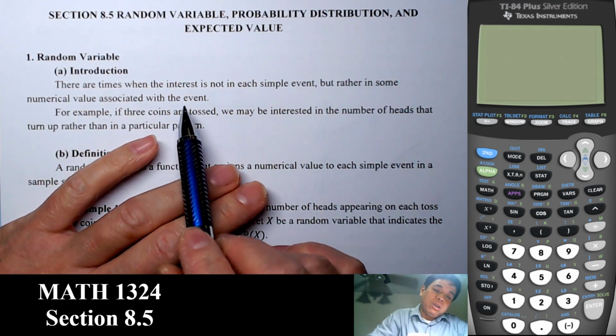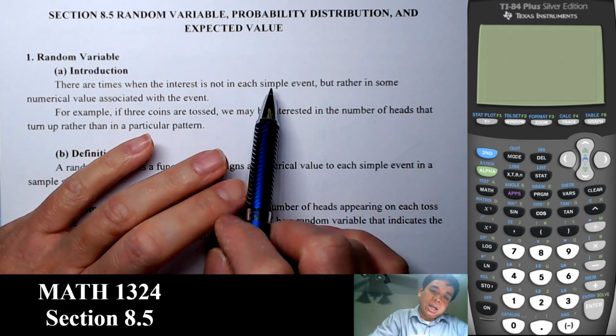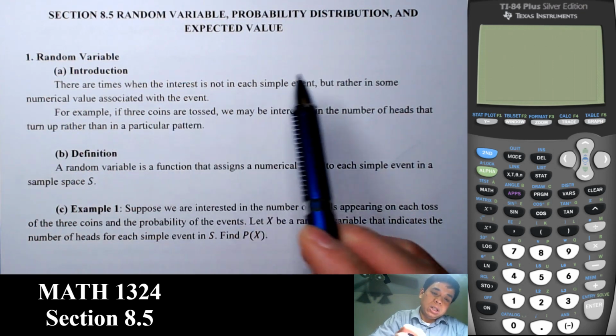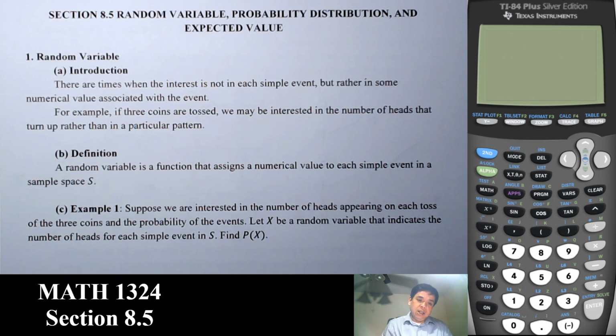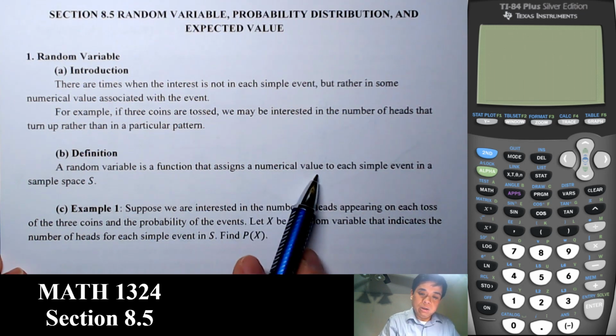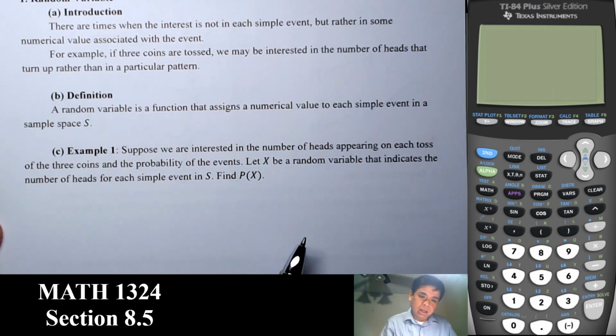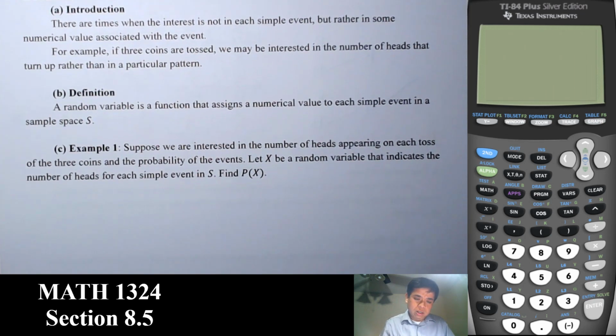There are times when the interest is not in each simple event, but rather in some numerical values associated to the event. For example, if 3 coins are tossed, we might be interested in the number of heads rather than a particular pattern. Definition: a random variable is a function that assigns numerical values to each simple event in the sample space S. So let's see how it works.